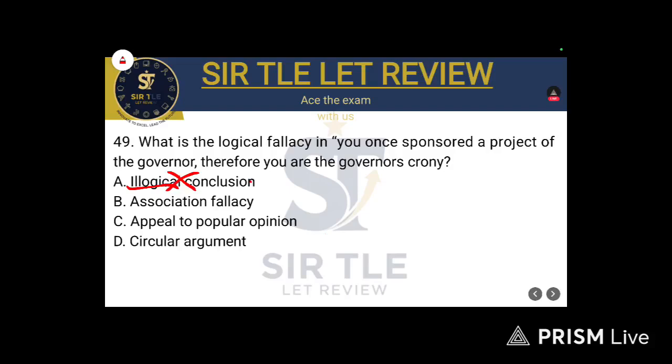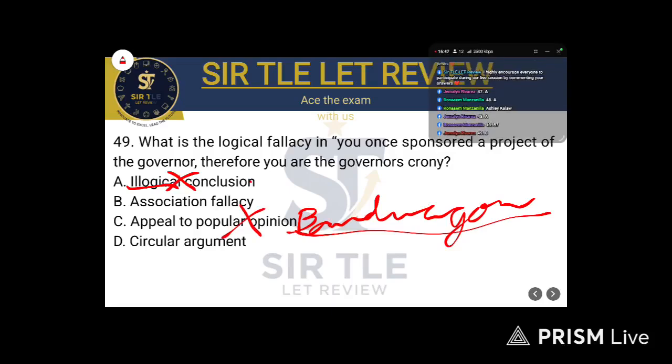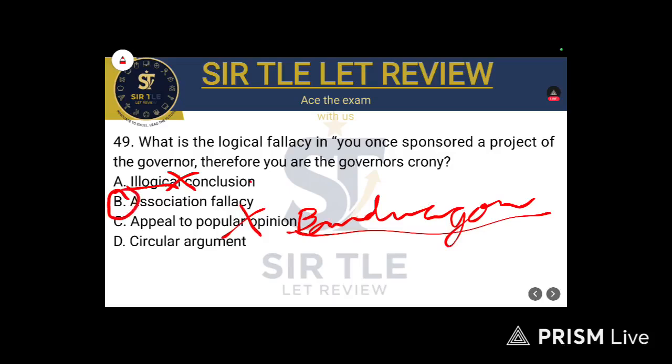Popular opinion. Let's say this is a bandwagon. So meaning it argues that something is 100% correct, good, or true simply because everyone else is doing it. That is bandwagon. Okay, tama daw dahil ginagawa ng karamihan. Letter C is wrong. What is your answer between letter B and letter C? Very good, everyone. The answer here is letter B. Association fallacy.